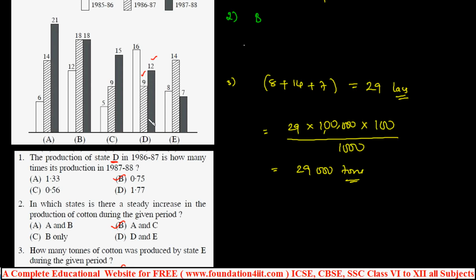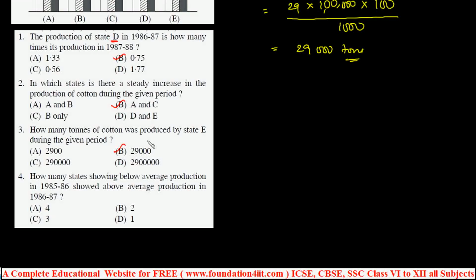We should calculate the average for all. So sum of the numbers divided by number of observations. Right? If you're observing that, you can get option D for this. So how many states showing below average production in 85-86 showed above average production in 86-87? So based on that, both is option D.